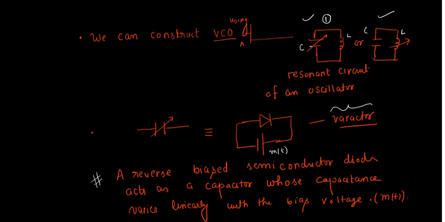So in order to realize such a capacitor, we use a reverse bias semiconductor diode. A reverse bias semiconductor diode acts as a capacitor whose capacitance varies linearly with the bias voltage m(t). So if we apply a bias voltage as your message signal, its capacitance will change. How this capacitance will change, we'll see next. This is also known as a varactor.